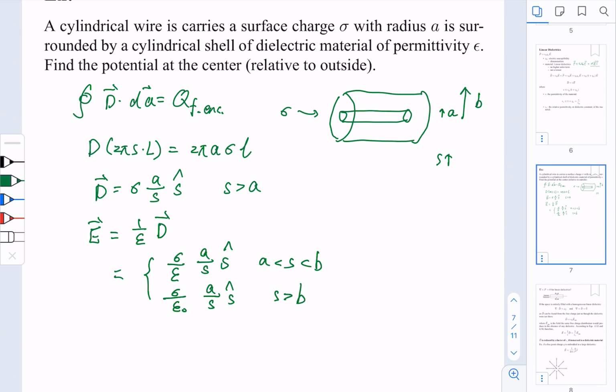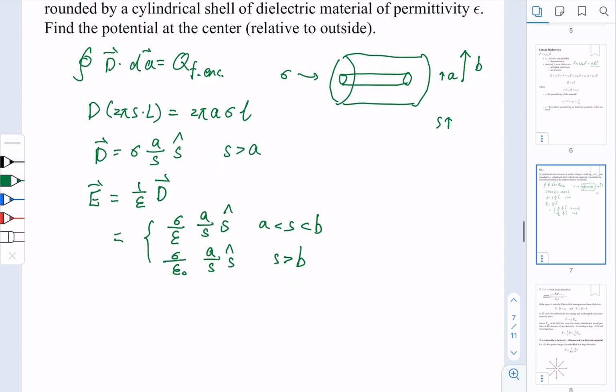Now, if we look at the potential, the potential can typically be written as the negative of an integral of E dot dl, where this integral typically goes from infinity to your point of interest. Here we are looking at the center, so it's up to 0.